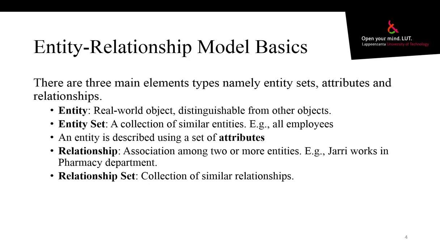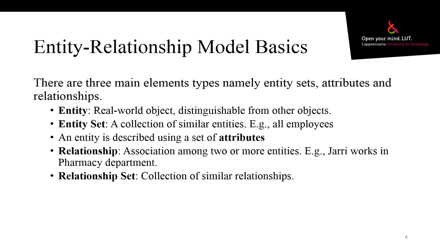For the entity relationship model, there are some important elements that you have to be aware of, and those are the entity sets, the attributes, and also relationships. An entity is any real world object that is distinguishable from other objects. It can be, for example, a course, a department, a student. So any kind of entity or object that has data you can store about itself, that is what we know as an entity. And an entity set is basically a collection of similar entities such as employees, departments, students. So those are examples of entity sets.